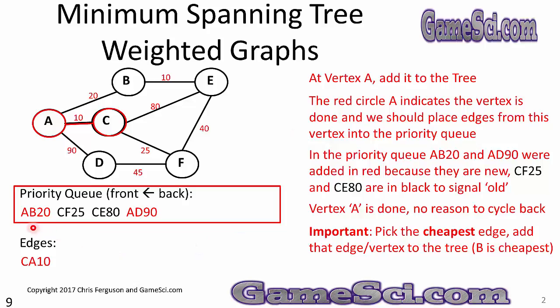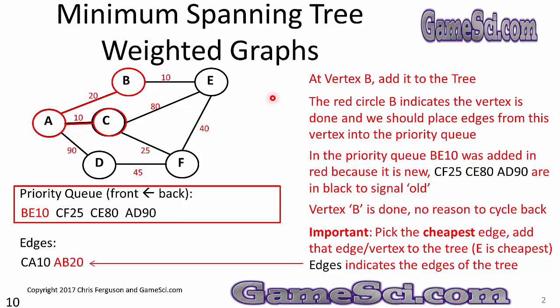In the priority queue, you can see AB20 and AD90 are added in red because those are the new edges we added when A was put in the tree. CF25 and CE80 are in black to signal they are older edges that existed in the priority queue. Vertex A is done. There's no reason to cycle back to vertex A. It's important to pick the cheapest edge. Add that edge/vertex to the tree, and B is the next cheapest edge we can reach from A or C.